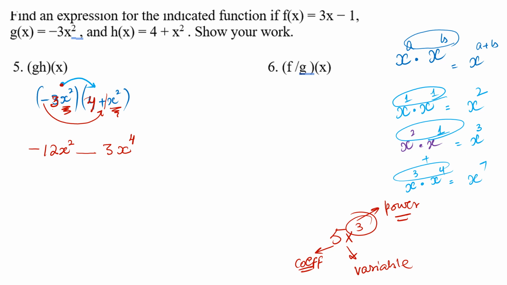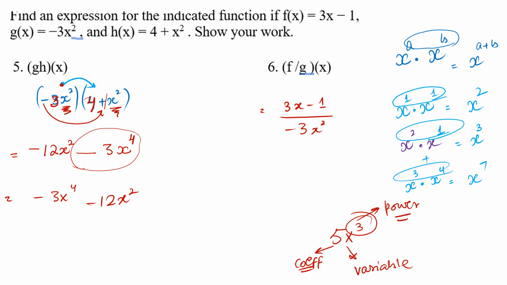Now write it in the standard form, that means from the highest power to the lowest power. Whenever you change their places, just write them with the sign. So negative 3x to the power of 4 minus 12x squared. So the last thing is f over g of x. So f is our 3x minus 1 and g is our negative 3x squared.